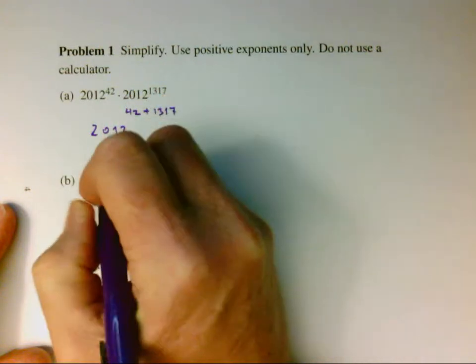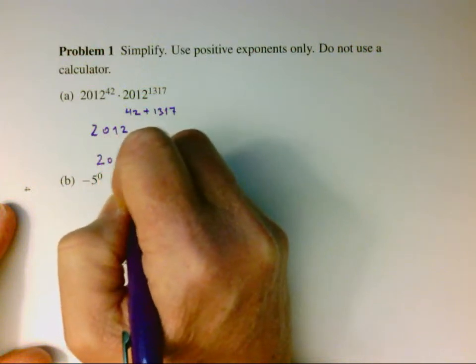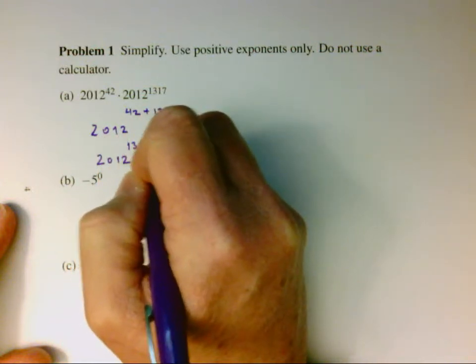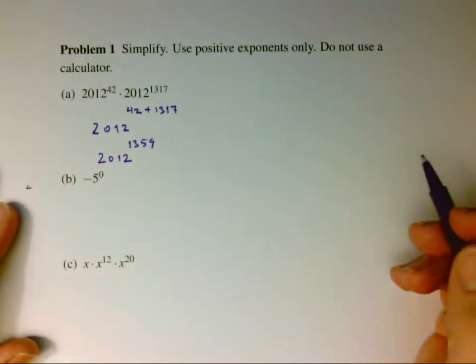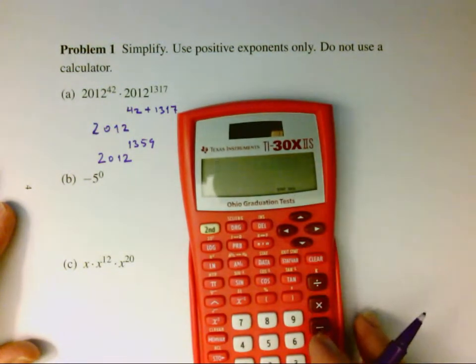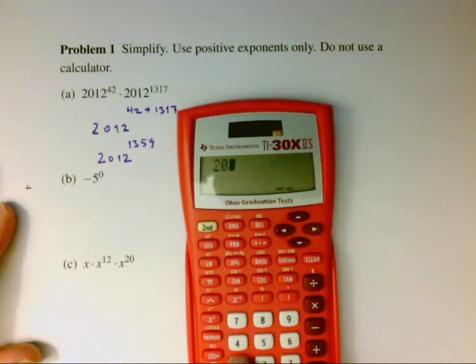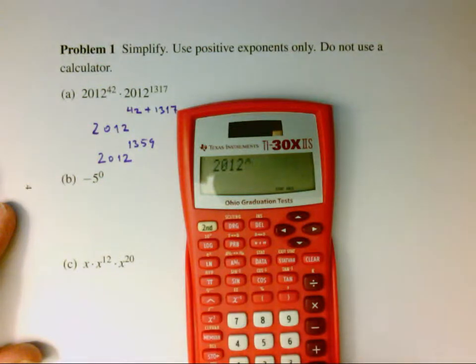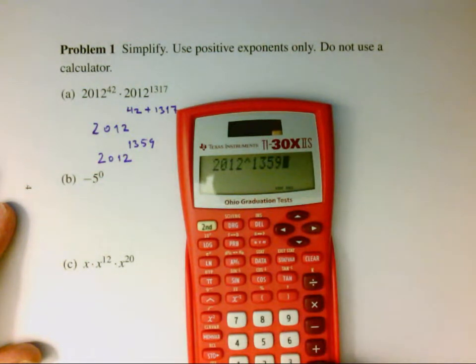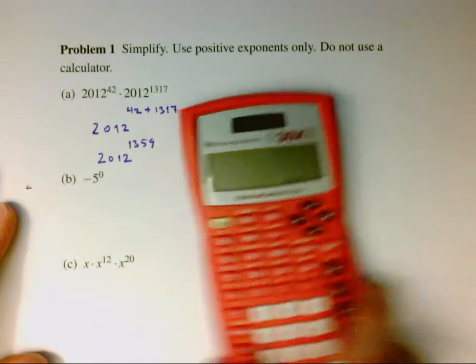So we will get 2012 to the 1359, which is an incredibly huge number. And in fact, if you were to try to do this on a calculator, you would get an overflow error. 212 to the, using the exponent key, 1359. Overflow error means that the number is too large to represent in the memory of this processor. So clear that off.